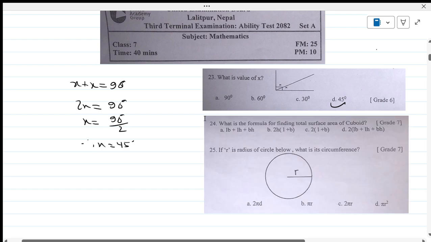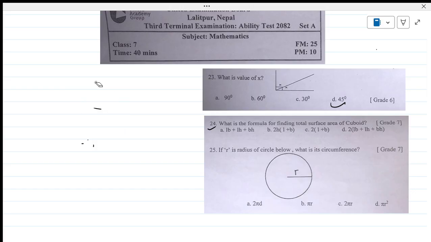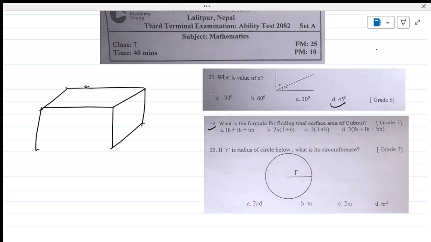Okay, so let's go with number 24 first. What's said here? What is the formula for finding the total surface area of the cuboid? To find it, I will have a short discussion on how we develop this formula. I have made one cuboid here, with this length, the shorter one we say breadth, and the vertical one we say height.